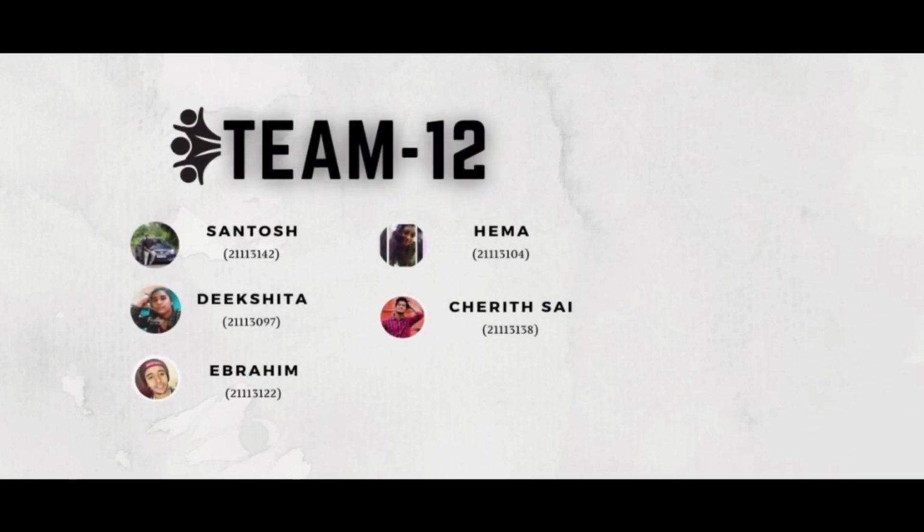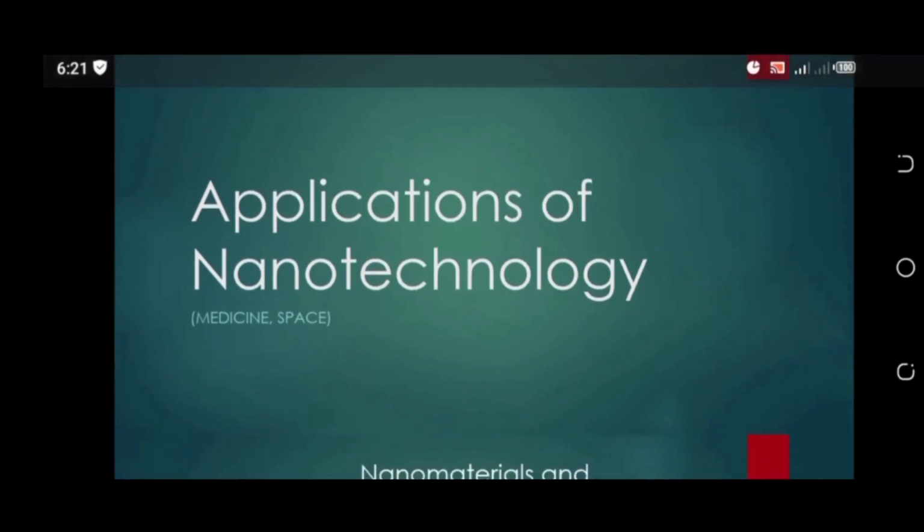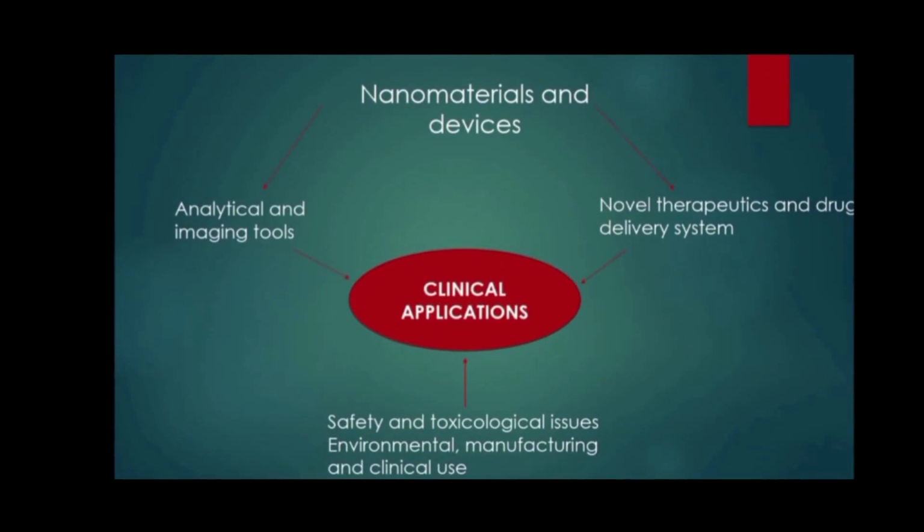Before starting, did you know that a human hair is 80,000 nanometers in diameter? Today I'll be discussing the applications of nanotechnology, specifically in medicine and space. So first off, we'll be discussing the application of nanotechnology with respect to medicine.